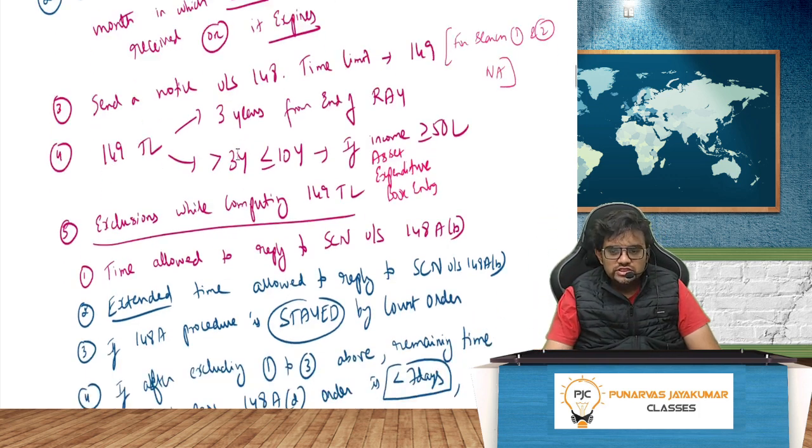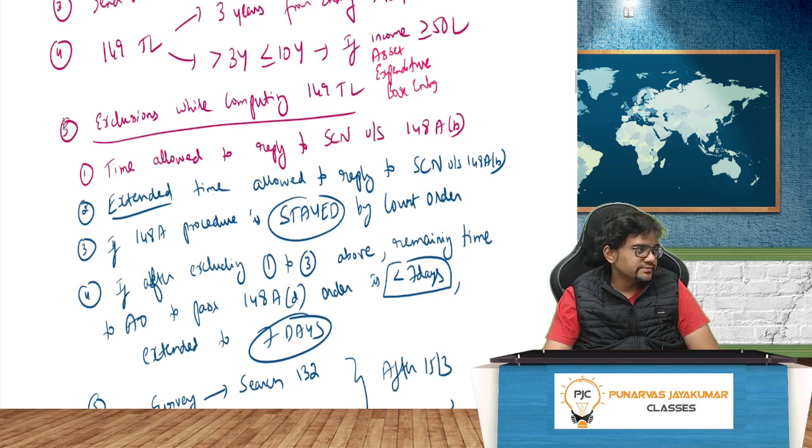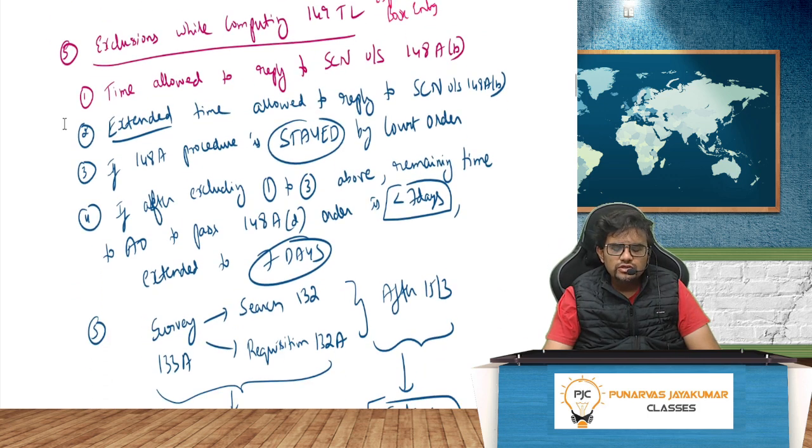Now, exclusions while computing the 149 time limit. Time allowed to reply to the show cause notice under section 148AB to be excluded. We have solved sums or other examples. Extended time allowed to reply to the SCN under 148AB should also be excluded. If the 148A procedure is stayed by a court order, to be excluded. Even after excluding 1 to 3 above, if the remaining time for the AO to pass the order is less than 7 days, that is extended to 7 days.